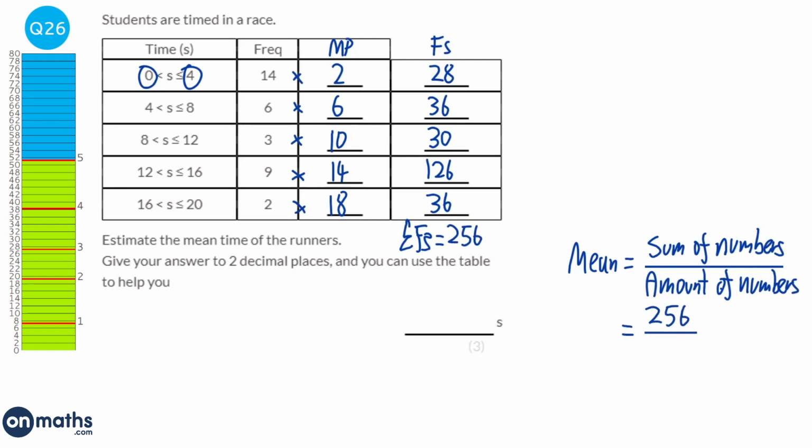And we need to find out how many numbers there are. Well, the frequency column will tell us how many numbers there are. So we're just going to add all of those up together. So we're going to find the sum of the frequency, which is 14 plus 6 plus 3 plus 9 plus 2, which is 34. And when we do 256 divided by 34, we get 7.529 and so on. It wants it to 2 decimal places, so we're going to round it to 7.53.